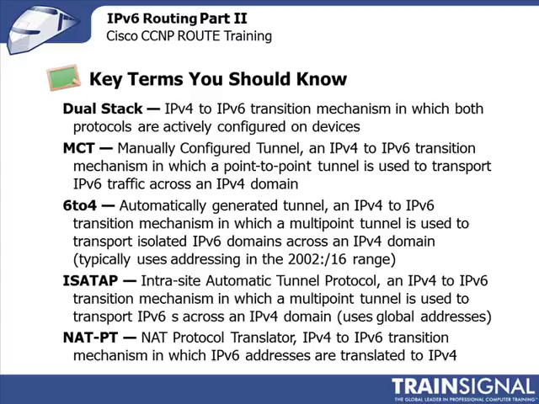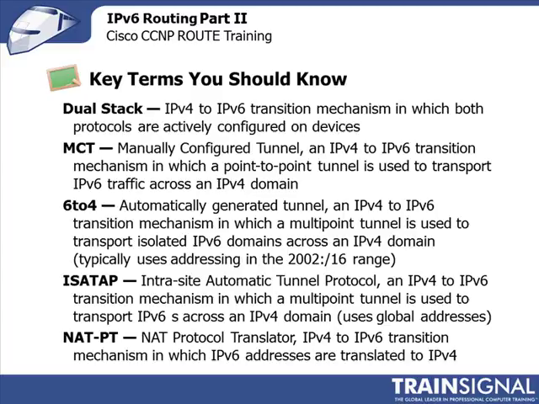6 to 4 is an automatically generated tunnel, which is another transition mechanism, but it's a multi-point tunnel rather than a point-to-point tunnel. If you remember, GRE and MCT are both point-to-point in nature. Typically you use 6 to 4 to bridge together multiple isolated IPv6 domains. Then there's ISATAP, Intra-Site Automatic Tunnel Protocol, and this is another mechanism. It's also a multi-point tunnel, and it uses global addressing, whereas 6 to 4 addressing can use either a private range or a global range. When you use the global range, you have to do some extra configuration.